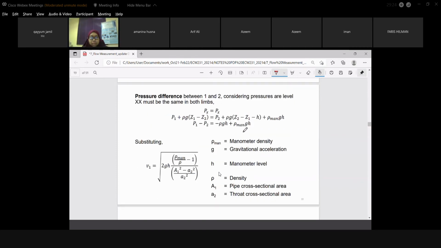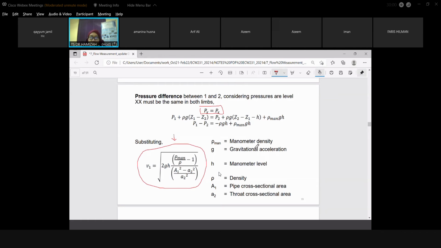Okay, so this is the derivation of the formula inside the venturimeter. There is a pressure difference between point 1 and point 2. We consider the pressure level at X must be the same in both limbs. So that's why we equate both equations on the left and right. So we can cancel either one, and finally when we want to find the V, this is the formula for V. Okay, this one you have to remember.